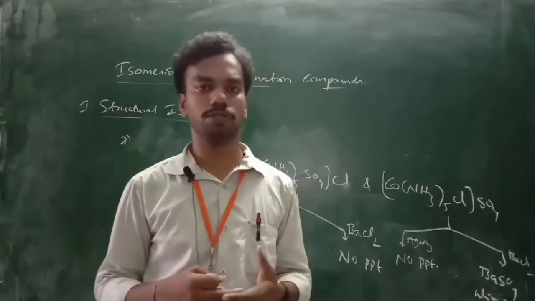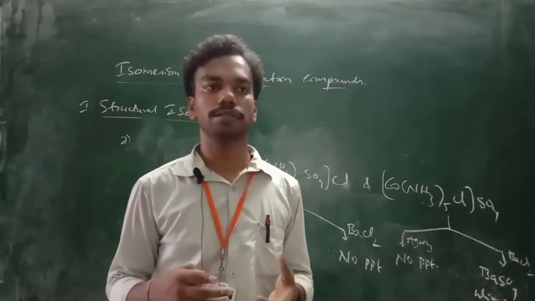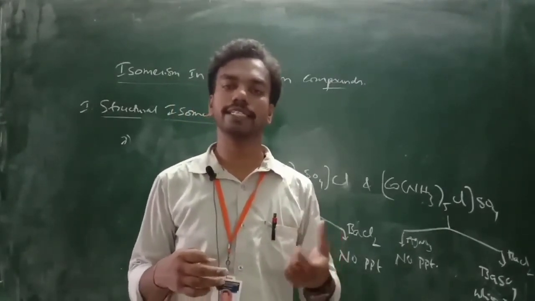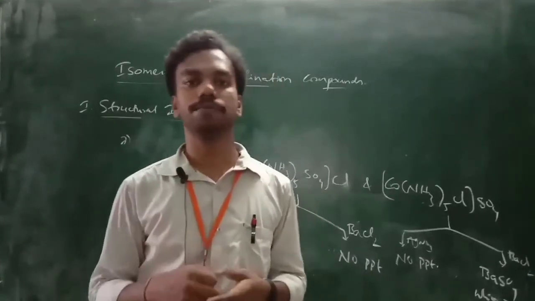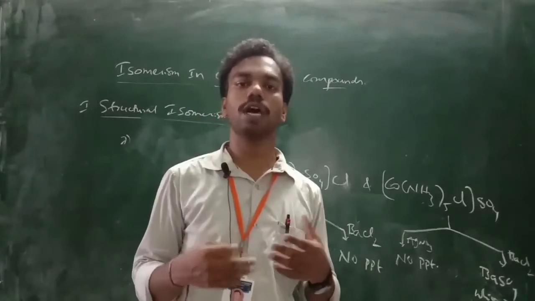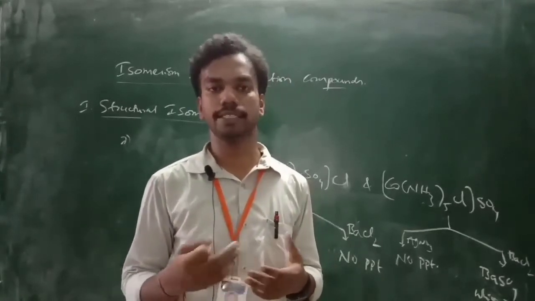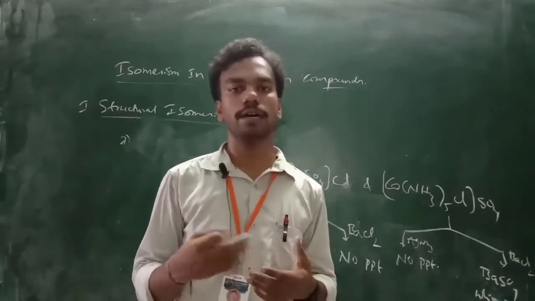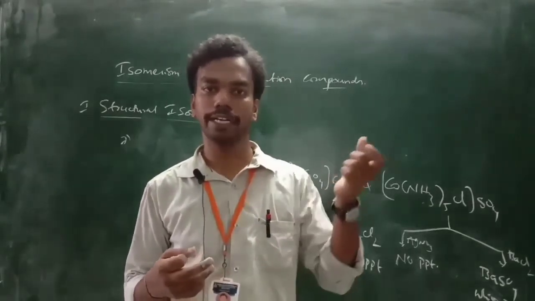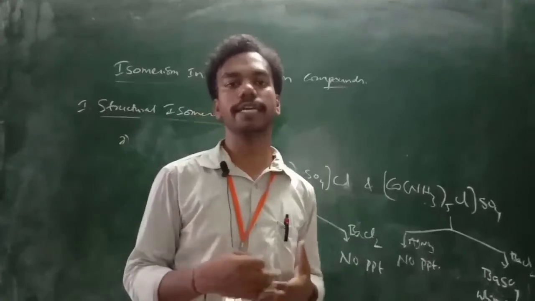And linkage isomerism also. Linkage isomerism arises in complexes which have ambidentate ligands. What are ambidentate ligands? They are monodentate ligands which have two or more donor sites, like CN-, SCN-, NO2-. Any complexes containing these types of ligands show linkage isomerism.